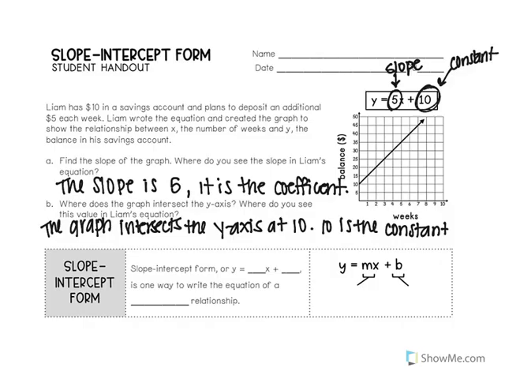So, slope-intercept form. Slope-intercept form, or y equals mx plus b, is one way to write the equation of a linear relationship, where m represents the slope and b represents the y-intercept.